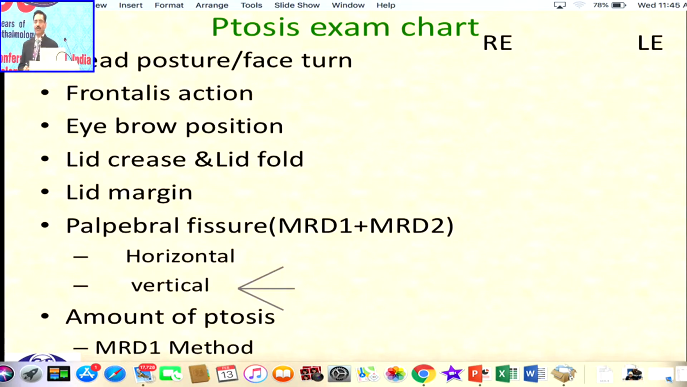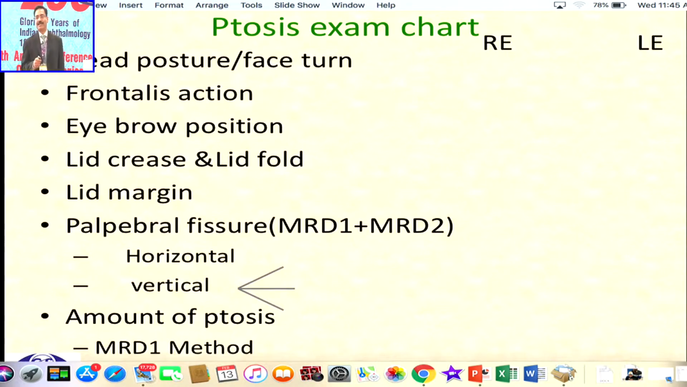Now we come to the ptosis examination chart. In any case of ptosis, if you are giving your examination, you are supposed to make a chart, and if you make that chart properly, your case is done. Your examination is almost over. So what are the points we are supposed to check in a case of ptosis? See, before coming to the ptosis per se, you must see other things. First of all, you must be able to see patient from a distance, whether a person is having head posture or face turn.